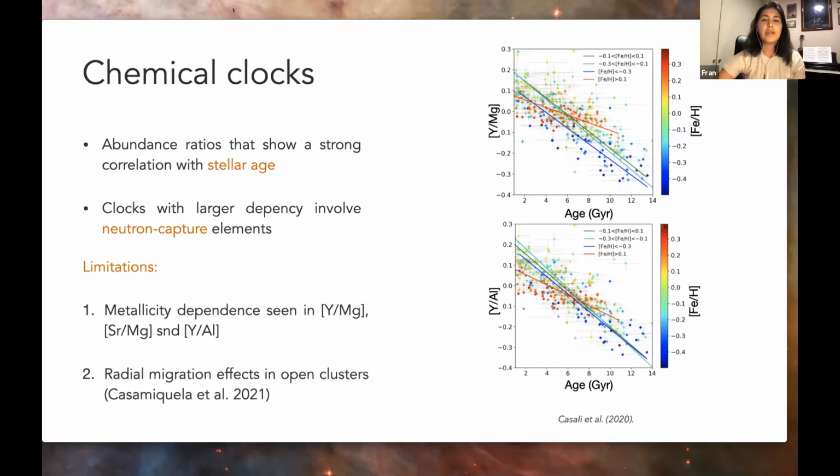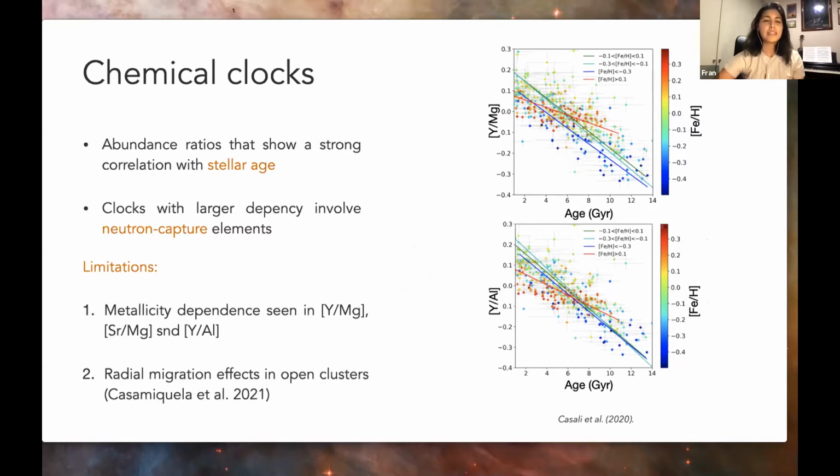Since these chemical clocks seem promising to derive stellar ages, different studies with solar twins looked into the limitations of this method and found that some abundance ratios have slopes with a dependency on metallicity. So chemical clocks cannot be universal and have to be used carefully if you want to derive ages with them.